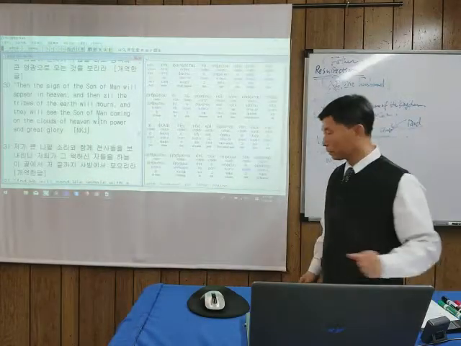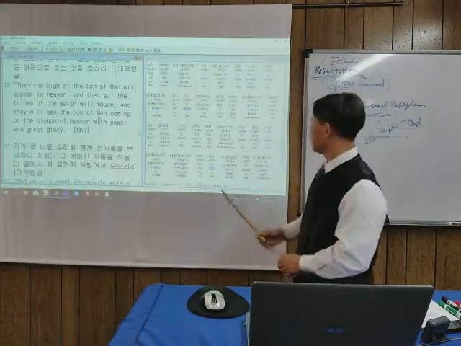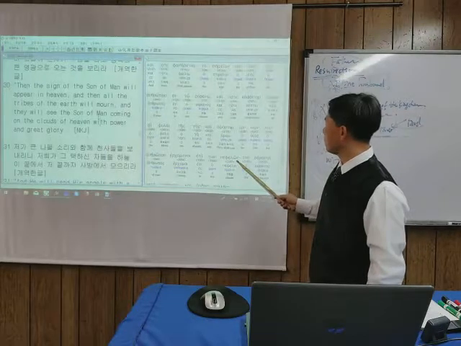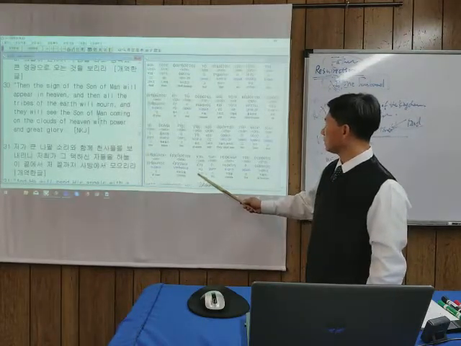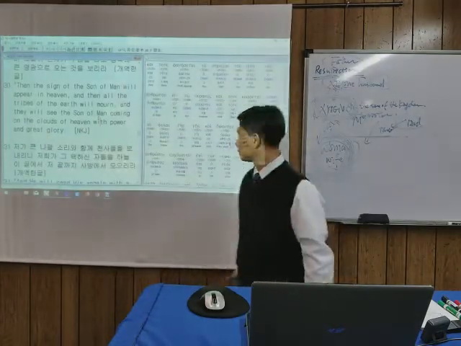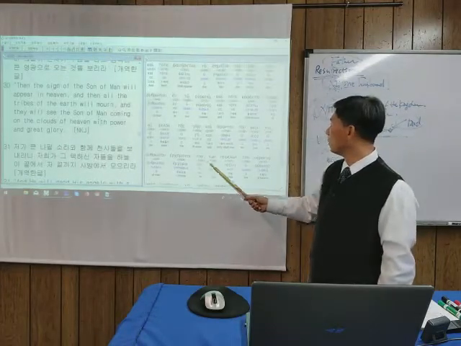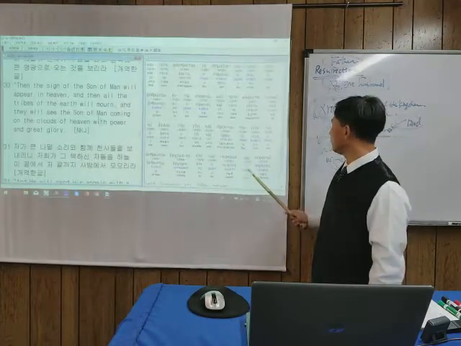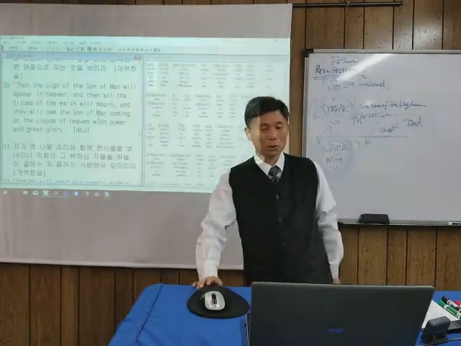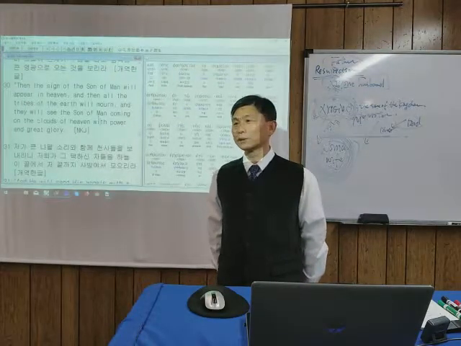Son of Man coming on the clouds. So, erchomai, coming, epi ton nephelon, coming. King James says "in," New King James says "on." So, what is correct? Epi is "on the cloud," cloud of the heaven. Okay? So, Son of Man coming on the clouds. Then who is the cloud?